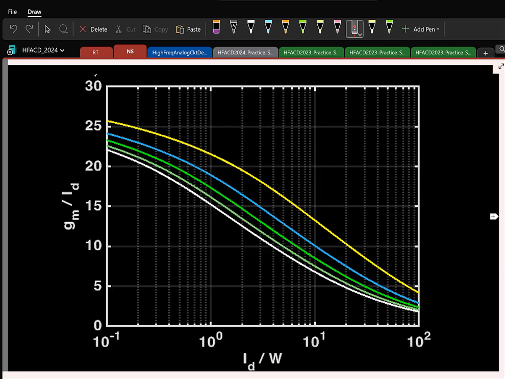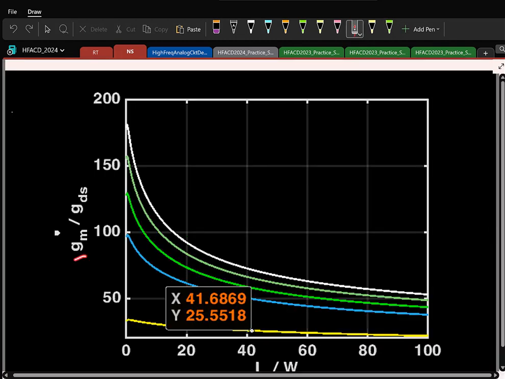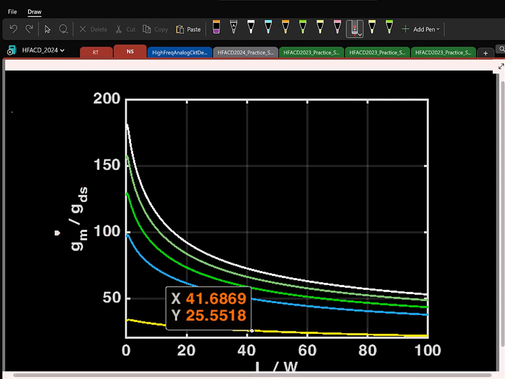Here I'm showing the plot of GM by ID versus ID by W for different values of length. I think the length is increasing on this side. This is another plot of GM by GDS versus ID by W, again for increasing values of length. Once you have it, let's see how you can go about the design. For that, I'll take a toy example and ask you to design a complex circuit with that. As usual, I'll take a simple example in class and make you design bigger circuits.